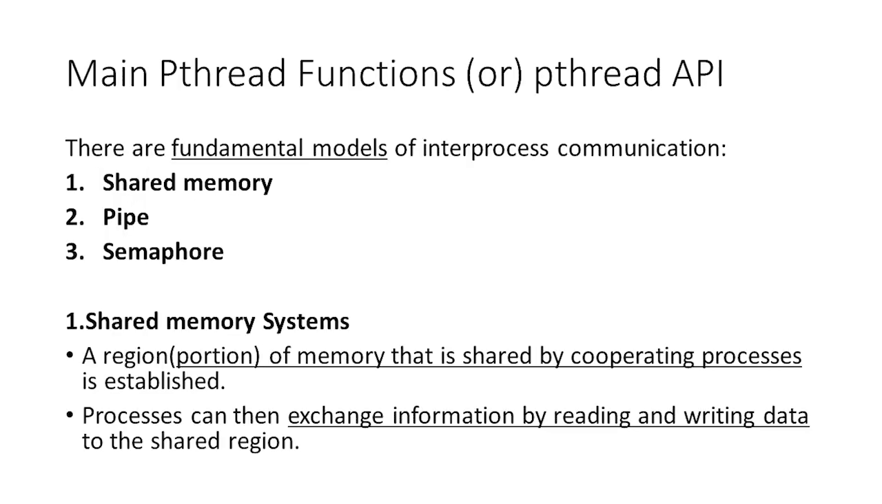So there are three methods for communicating between the processes. The first one is shared memory, then pipe and semaphore. Shared memory is nothing but a region or a portion of memory that is shared by the cooperating processes. A process can then exchange information by reading and writing data to the shared region.